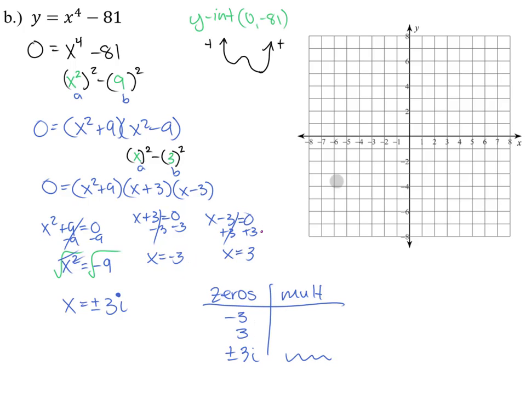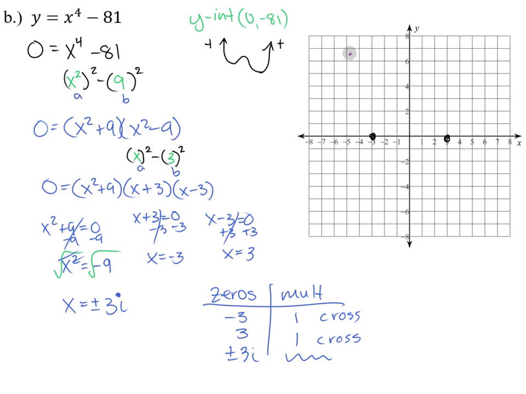You don't graph imaginary numbers on our normal Cartesian coordinate plane here. But these each appear once, and they're going to cross. So let's go ahead and mark these things in. So I have negative 3. We've got positive 3. My y-intercept is way down that way somewhere.